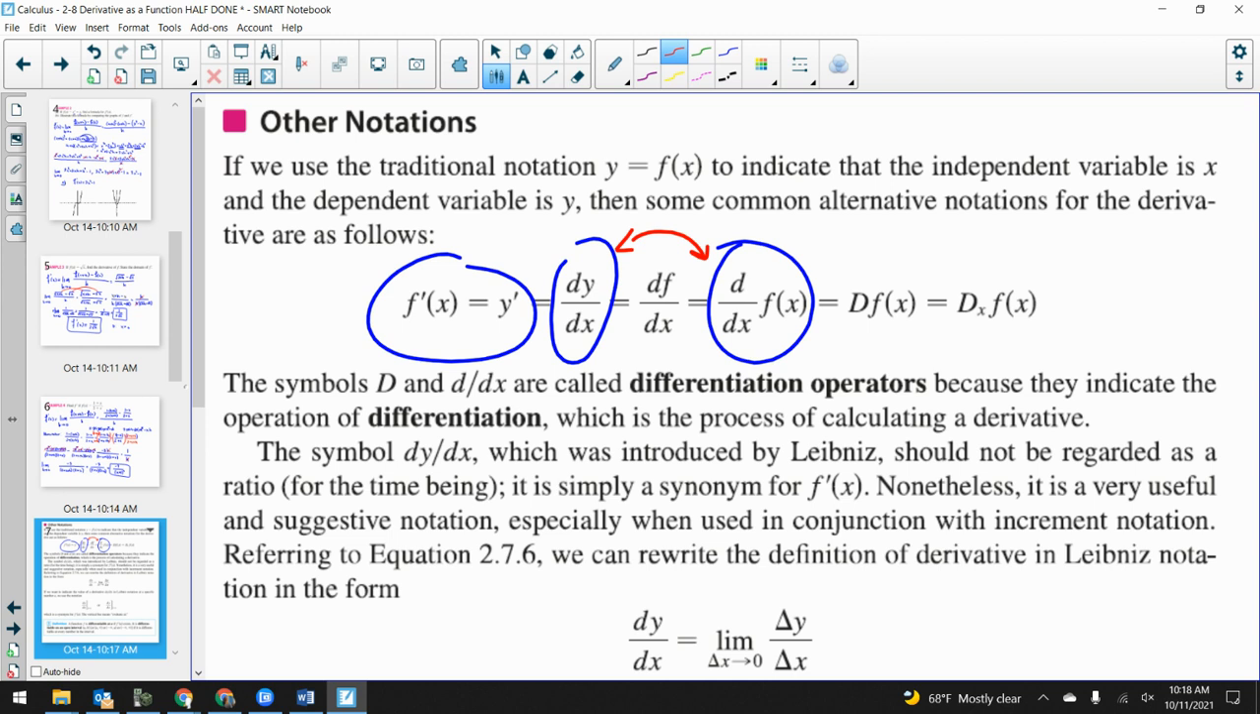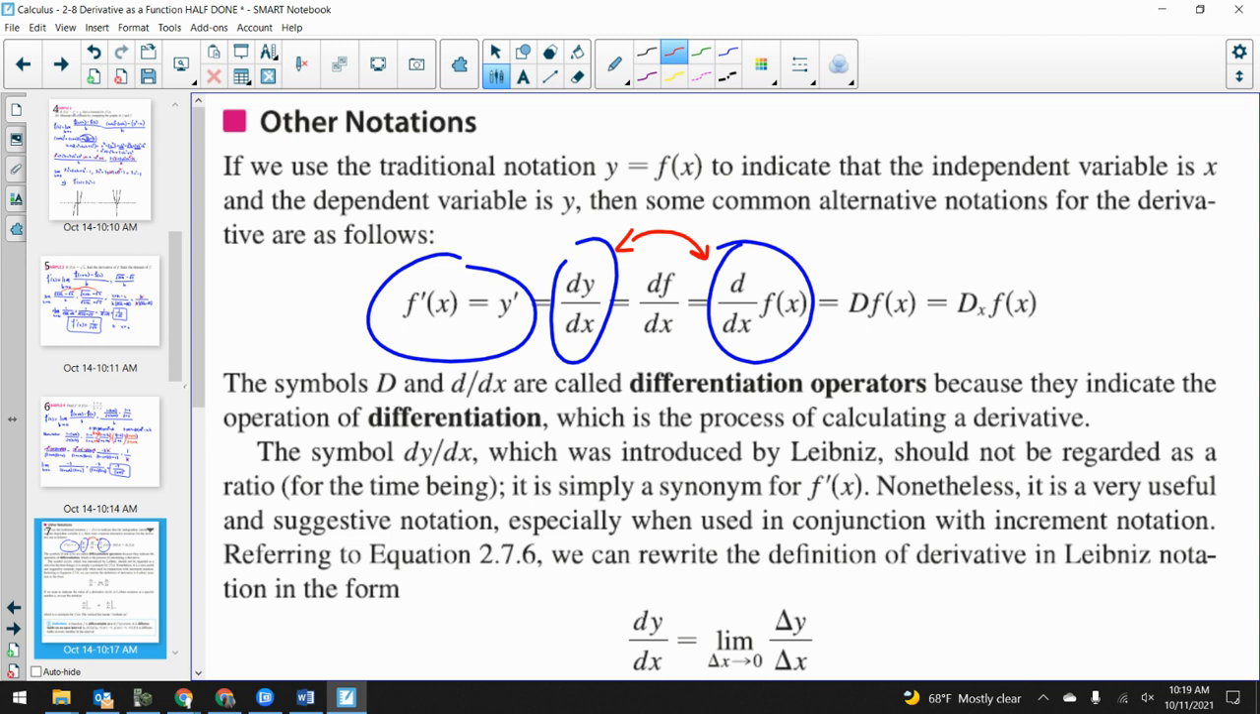Okay. The symbols capital D and d over dx are called differentiation operators because they indicate the operation of differentiation. They're saying, okay, when I apply the operation of differentiation, because really, it's an operation now. We're doing it to a function to create a new function, so it is an operation. When we find the derivative of the function, that's what we're really doing here. We're saying, okay, I'm taking d over dx of f of x. That's just a notation saying, find the derivative of f of x. Find the derivative of y.